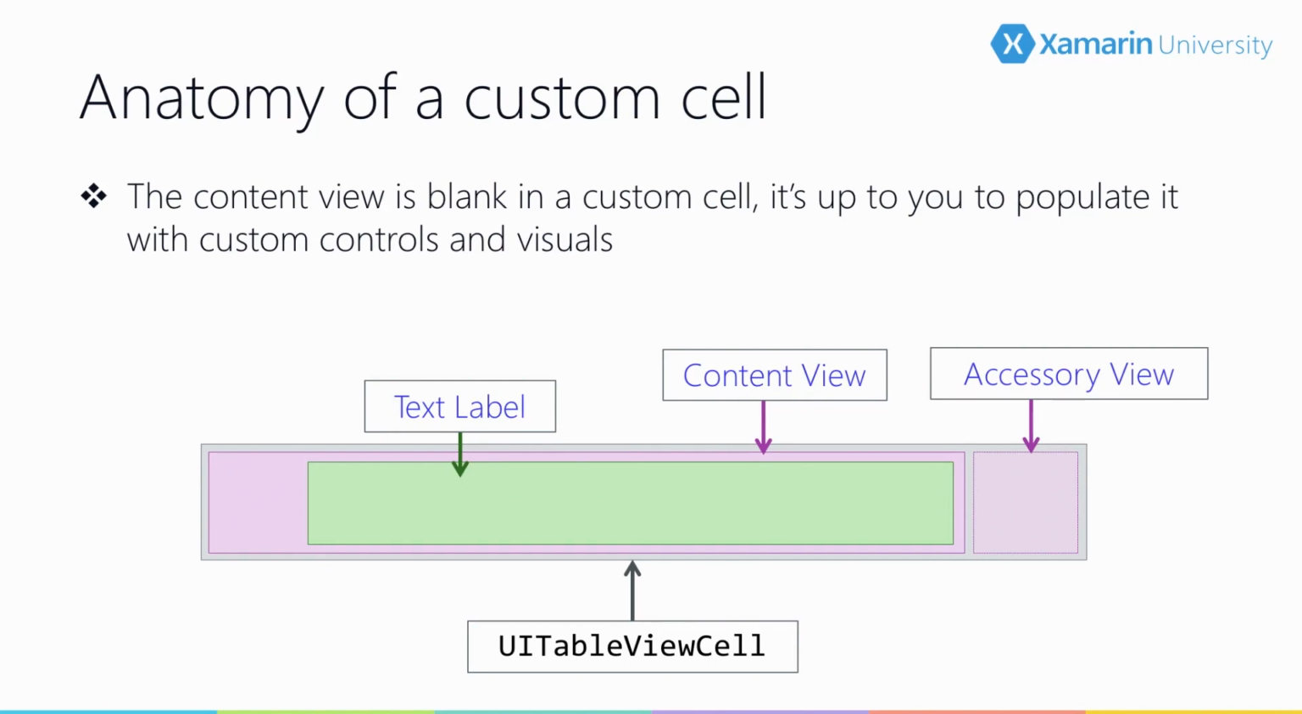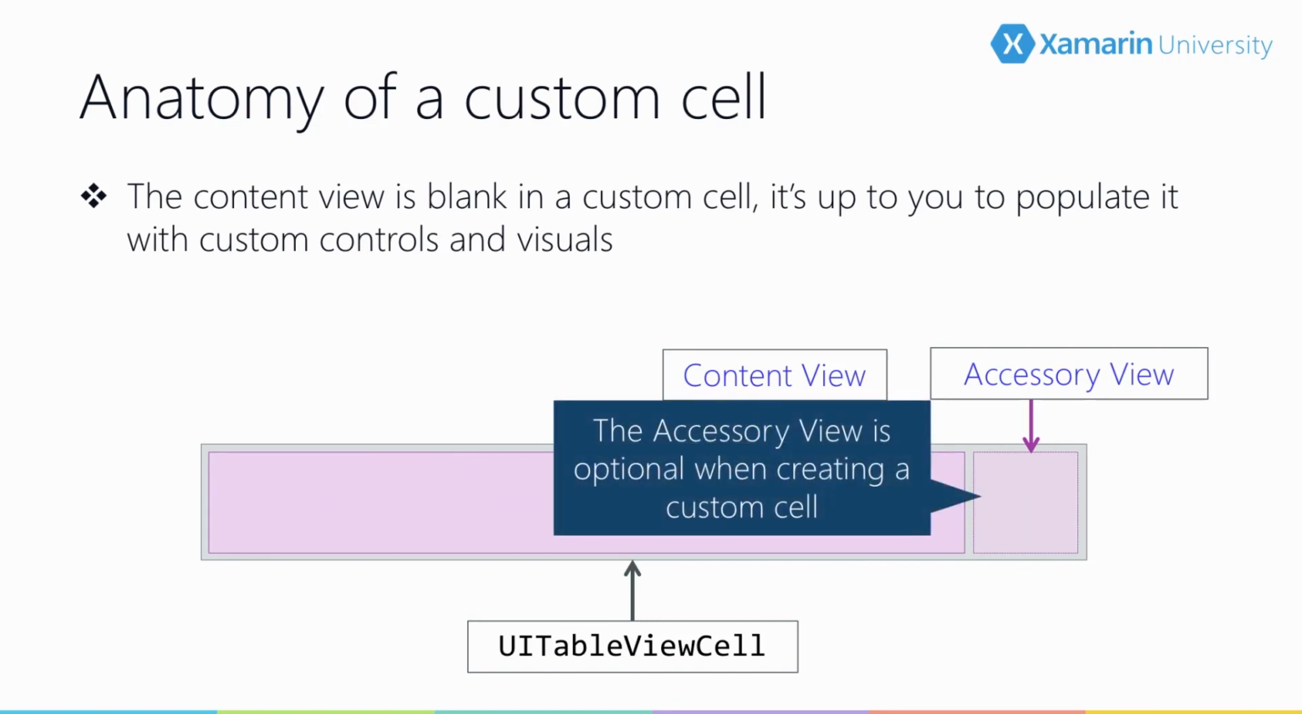You can think of a custom cell as a blank canvas. You don't have access to the default labels and image view any longer. You'll be responsible for creating and sizing and positioning all of the child views within your custom cell. You can still use the accessory view in a custom cell, but it's not required. And if you don't, you can use that space for your own child views.